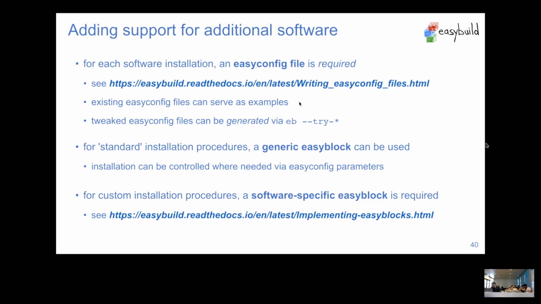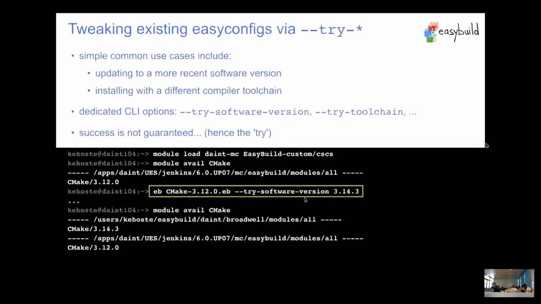We have two different types of easyblocks. We have the generic easyblocks, which are just a generic installation procedure, something like CMake, make, install. Or we have a short list of software-specific easyblocks. Things like Wharf or Tensorflow have their own easyblock, so you may have to pick one of those. For some things, like bumping the software version or changing the toolchain, we have an easy way of doing that without actually having to go and copy the easyconfig file yourself.